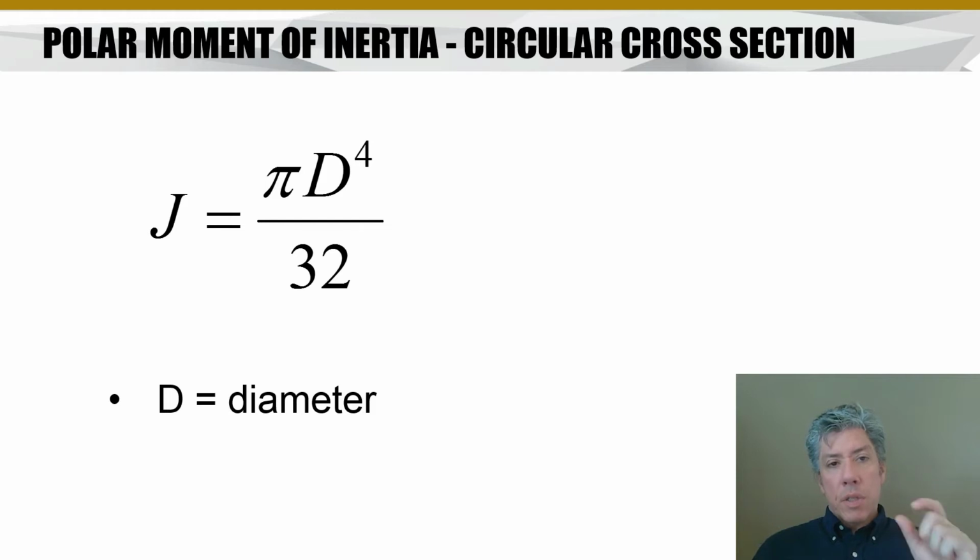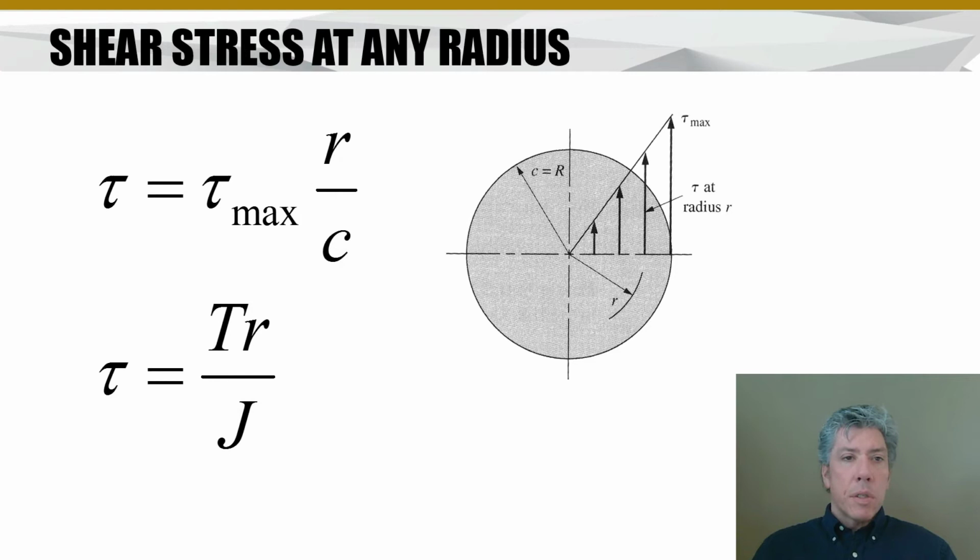Now, this only works for solid cross-sections. If you have a hollow cross-section, you have to change the equation a little bit. Now, if you want the stress at any point within the cross-sectional area, then you basically have to scale the maximum stress by whatever radial point you want versus the outer radius. An easier way to say this is you can simply calculate the stress at any point as TR over J.